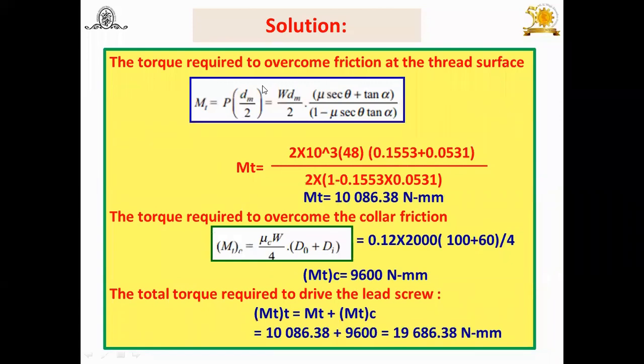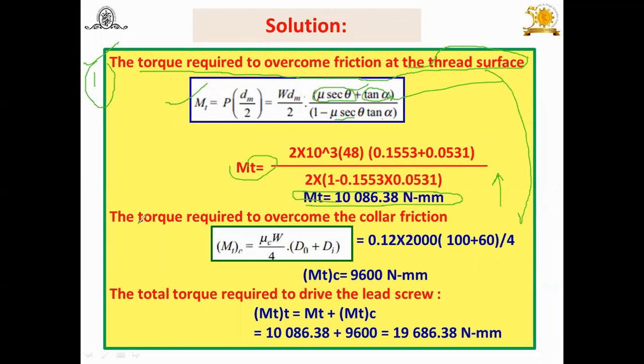Okay. Now you know very well. Let us start. The first thing, for a trapezoidal thread, torque required to overcome the friction at the thread surface. So what is the relation? Mt is equal to W dm by 2 into mu sec theta plus tan alpha upon 1 minus mu sec theta into tan alpha. That's why I have determined on the earlier slide tan alpha and mu sec theta. You can substitute this value directly. After substituting this value, you will get the torque required to raise the load at the thread surface.